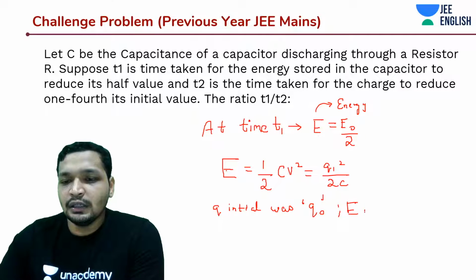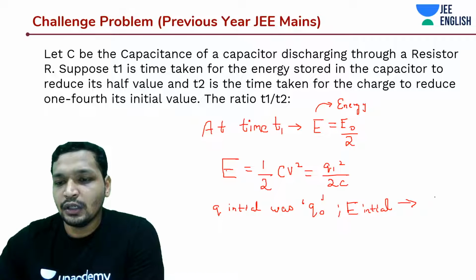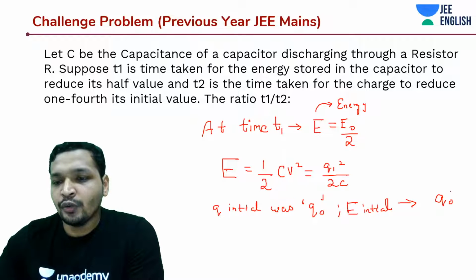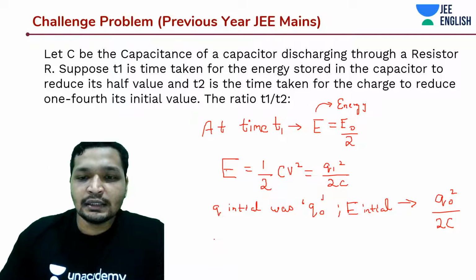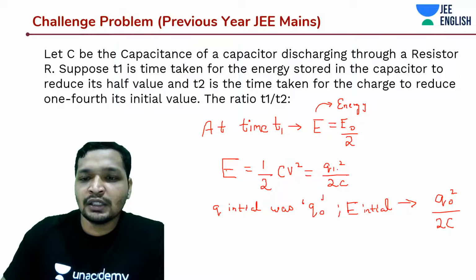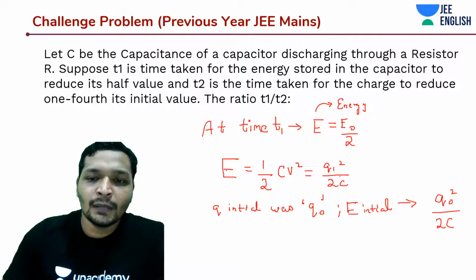E initial, or something like Q0 square by 2C, right? So let's derive this Q1 in terms of Q0.